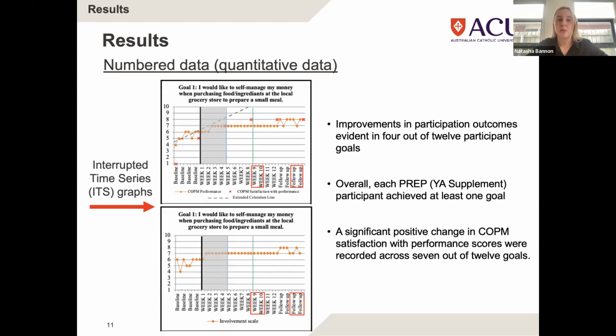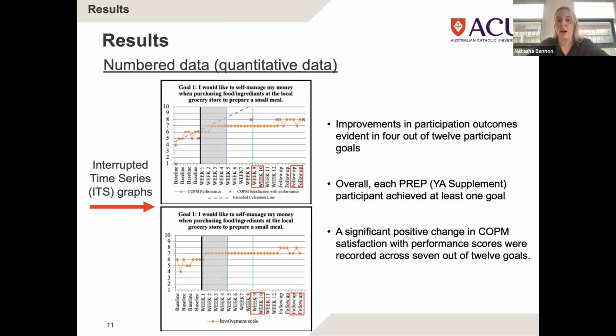The participants' COPM satisfaction with performance and involvement scale scores both followed a similar trend where they increased during intervention and were held here post-intervention. The ITS graphs varied greatly from person to person. However, some main overall results that we did find were that improvements in participation outcomes were clear in 4 out of 12 participant goals. So we had 2 further goals which demonstrated ambiguous participation outcomes.